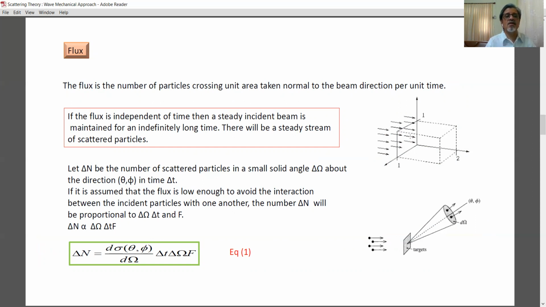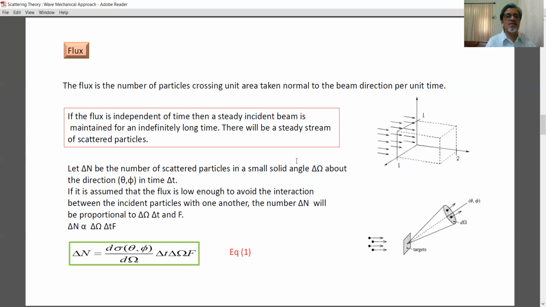If flux is independent of time, then it is a steady incident beam, and that steady incident beam is maintained for an indefinitely long time. There will be a steady stream of scattered particles. So here, if we consider flux is independent of time, then a steady beam of incident particles is maintained, and there will be a steady beam of scattered particles.